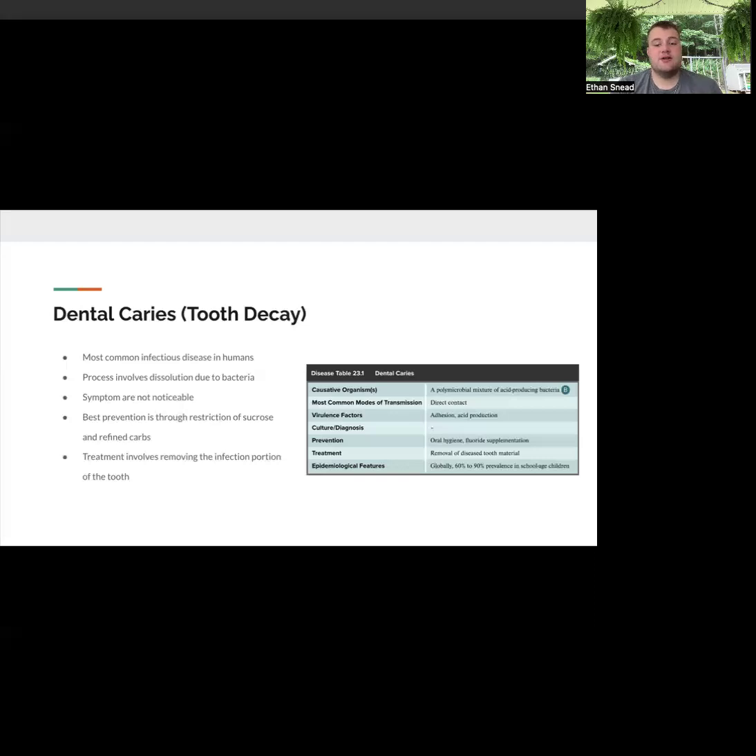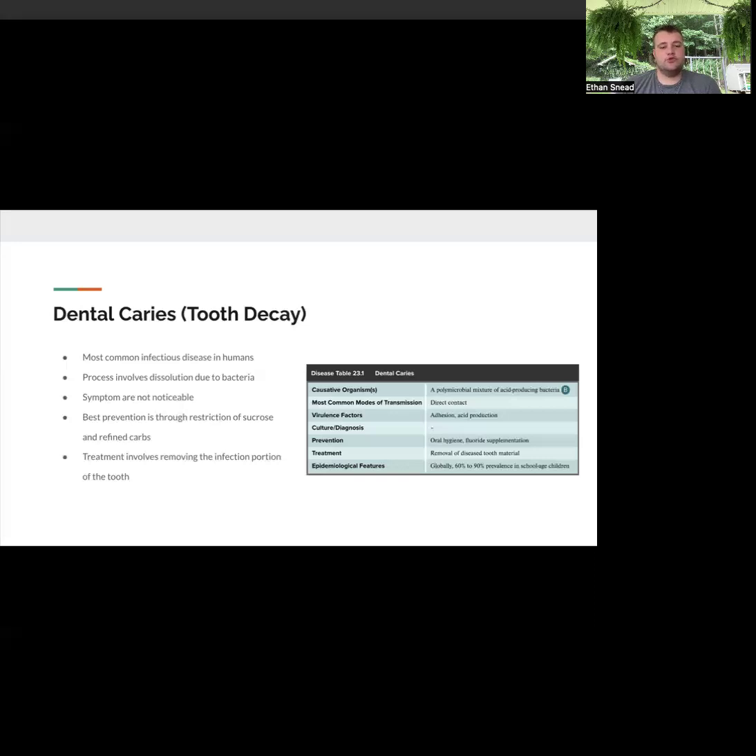The best way to prevent dental caries is through a dietary type of restriction. So the dietary restriction would be restricting things such as sucrose and other refined carbohydrates as well. And then you also need to brush regularly and floss, and it removes the plaque that's on the teeth, which can play an extremely important role in tooth decay as well.